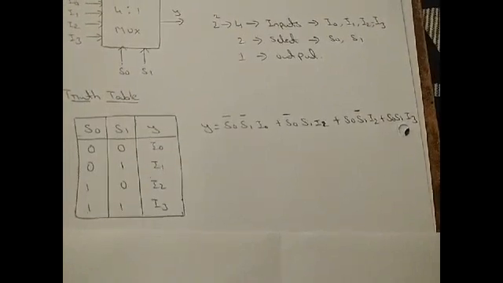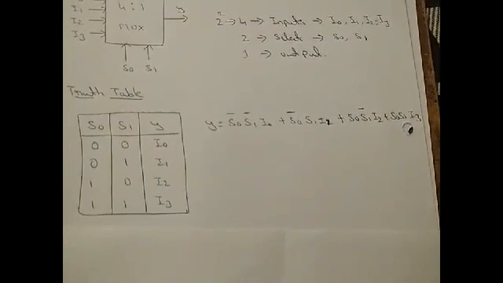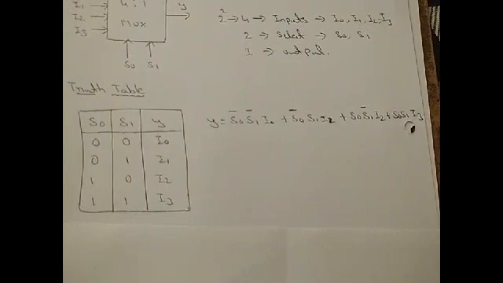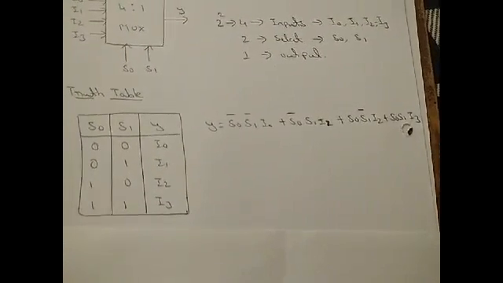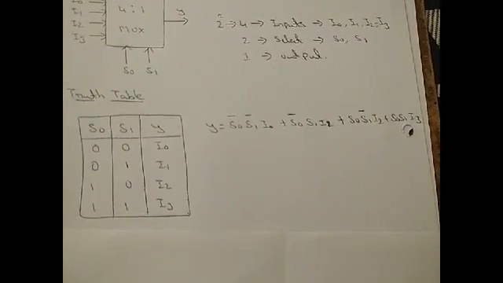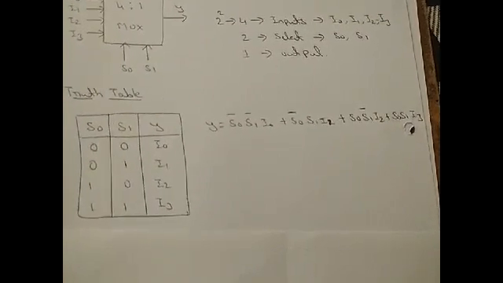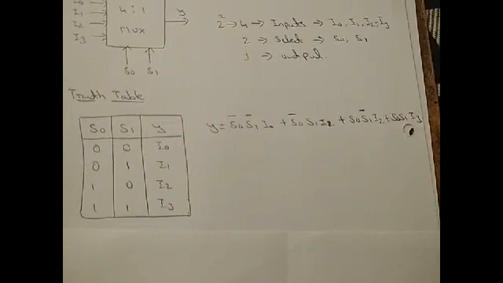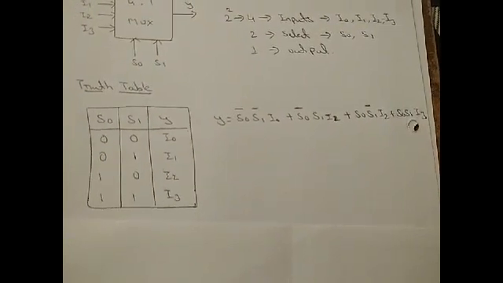Y is equal to S0 bar S1 bar I0 plus S0 bar S1 I1 plus S0 S1 bar I2 plus S0 S1 I3. So this one is your formula for your 4 is to 1 mux.